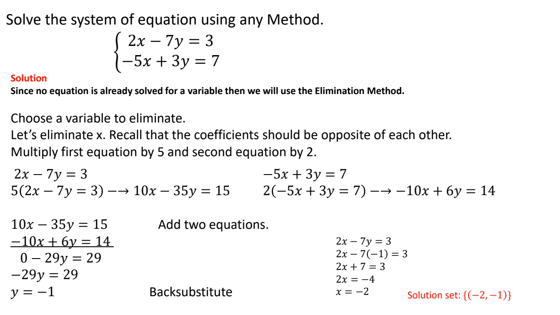So I'm going to subtract 7 on both sides. This is going to give me a negative 4 on the right. So to solve for x, I'm going to divide by 2 on both sides. So x is equal to negative 2. So the solution for this system is negative 2, negative 1. And again, I used the elimination method. Okay.